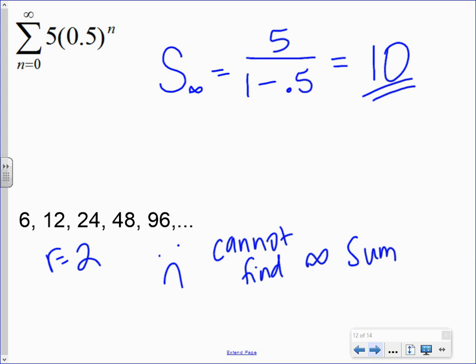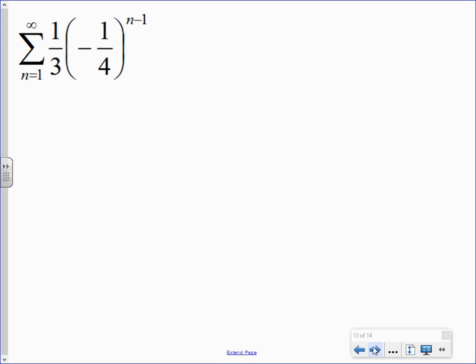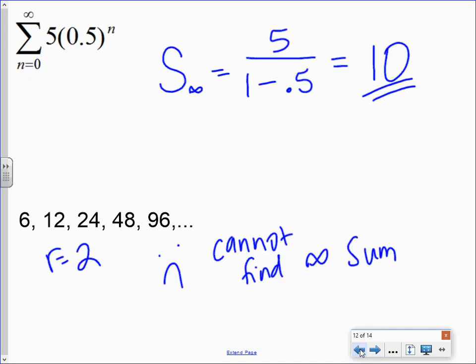All right, and lastly, yes. So if you had something like that, instead of find the infinite sum, could you just put equals infinity? I mean, yeah, that would be fun. Yes.